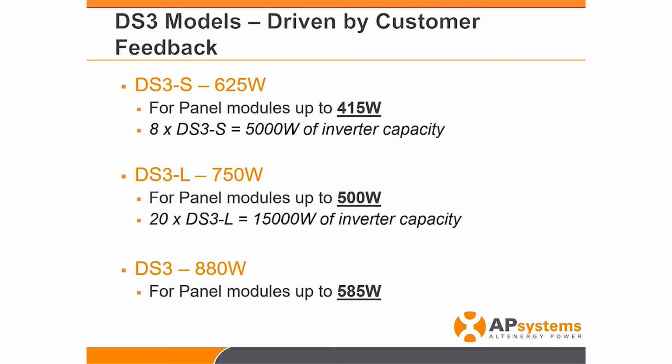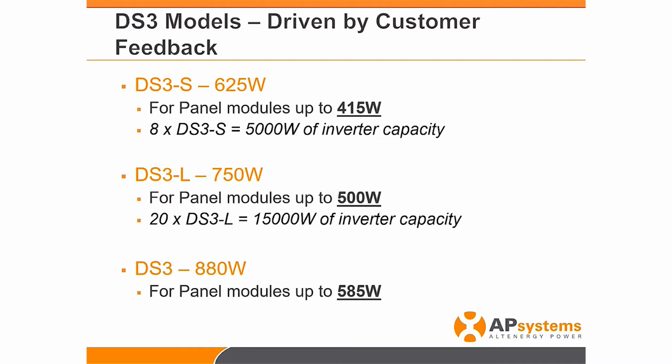Now, let's see what's the maximum panel wattage that you can couple with these DS3 inverters, because this is the most important question that I usually get from most of the installers. For DS3S, whose output is 625 watt, you can couple 2 panels, each of 415 watt. That will make a total power of around 830 watt to claim the STC. All those limits are to claim the STCs to make it compatible with the REC.